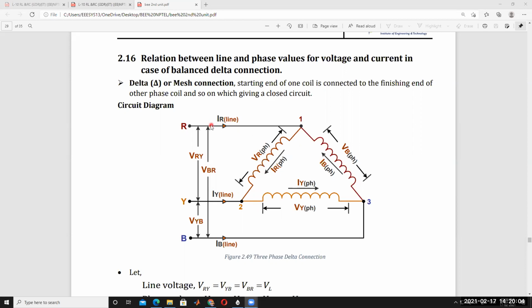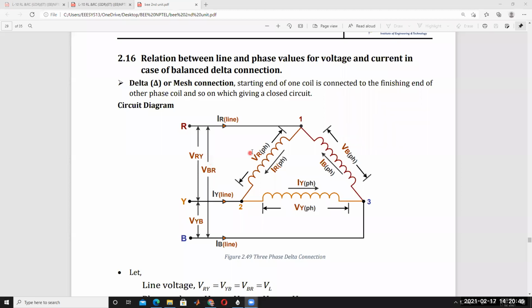This is called line current: IR line, IY line, and IB line. These are called line currents. Then VRY is called a line voltage, between R and Y. Between Y and B is another line voltage, called VYB. And between B and R, it is called VBR.